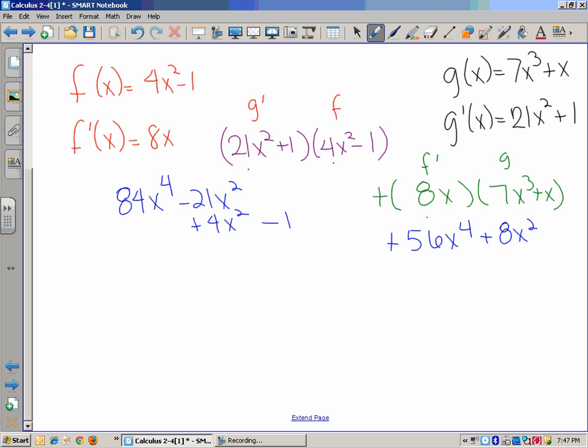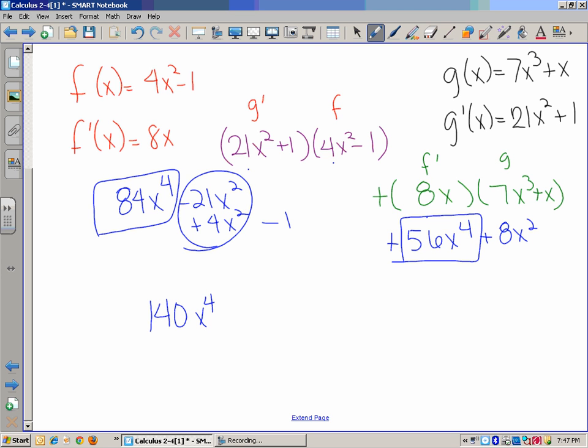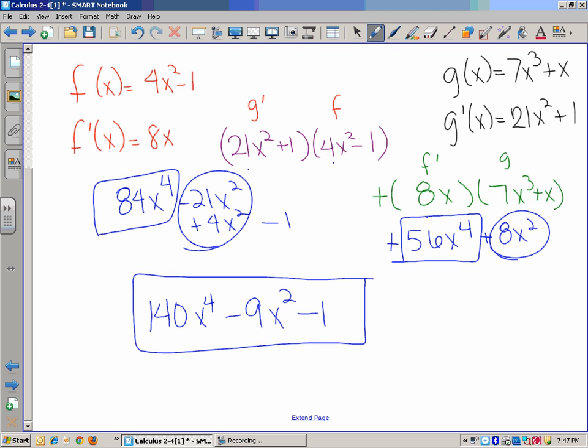And I want to put these in order. So I want to combine all my like terms. So 84 and 56 is going to give me 140. Please check my math. Please check my math with a calculator. And then I have x squareds. So 12 good and 21 negative. So that's going to give me a negative 9x squared minus 1. And that's what I get for the answer.